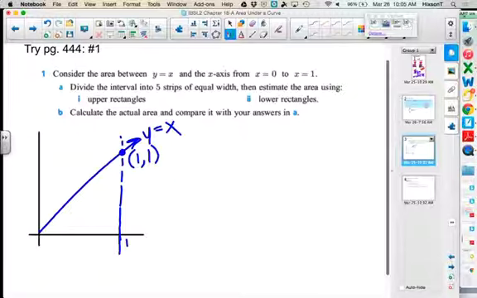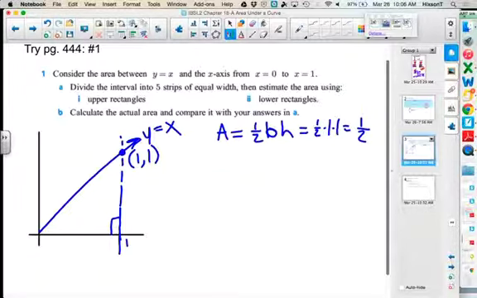Now if you were given this on the IB exam and they just said find the area and they didn't say how, what would you do? You would not use integrals. It's a triangle, right? So the area of a triangle is 1/2 base times height. The base and height are 1 and 1. So 1/2 times 1 times 1 is 1/2. Okay? And you'd be done.